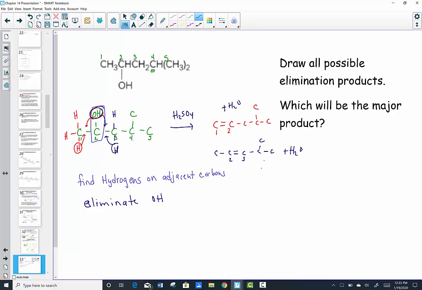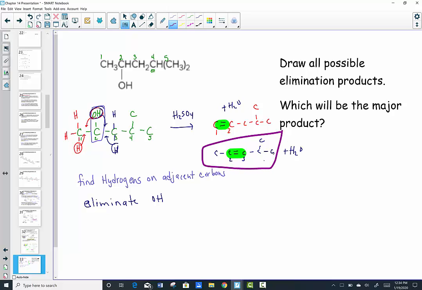Which one is going to be the major product? The major product comes from finding the double bond. Where do you see the double bond, and how many substituent branches does it have? How many other carbons are coming off? And so I'm locating the double bond. The more branched the double bond is, the more stable the configuration.